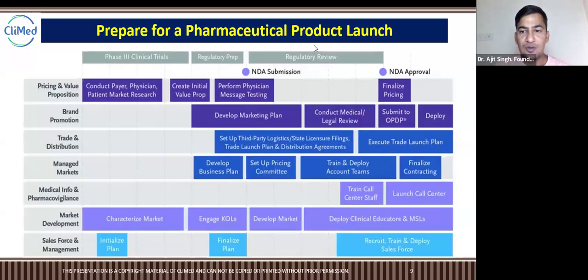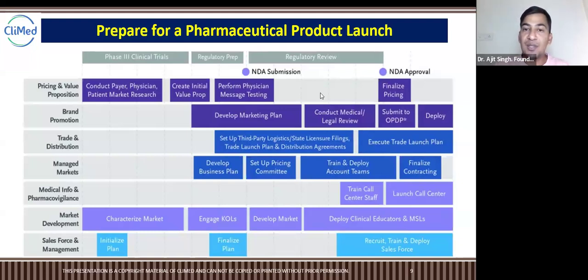Oh, someone has asked, what is OPDP? OPDP is a part of FDA. It doesn't come in India. It is in Europe and USA. OPDP is the Office of Prescription Drug Promotions, right? Sorry, Prescription Drug Promotions.